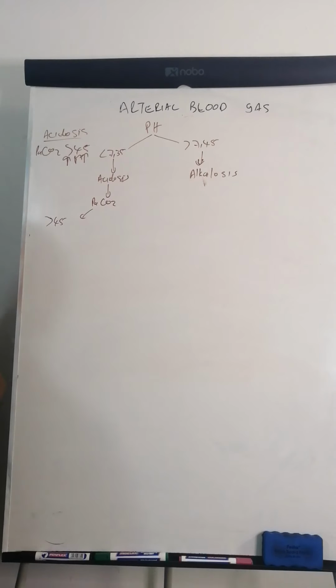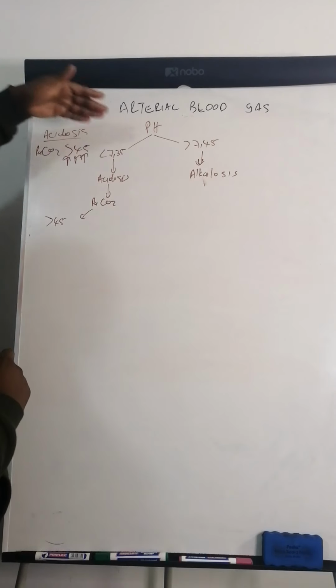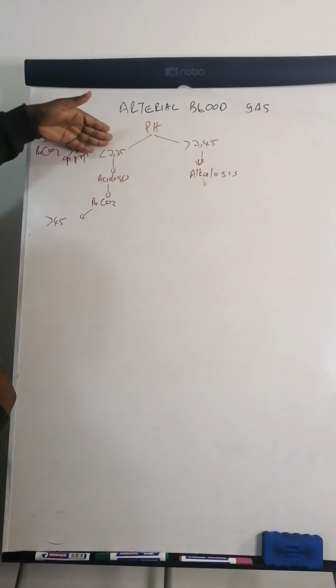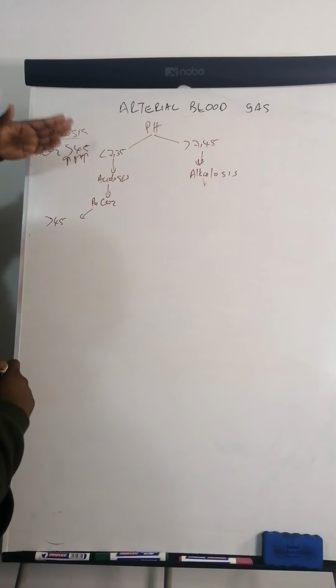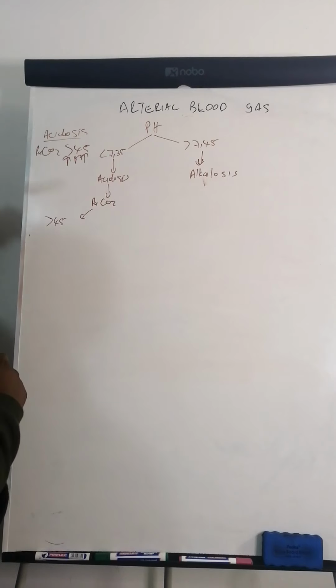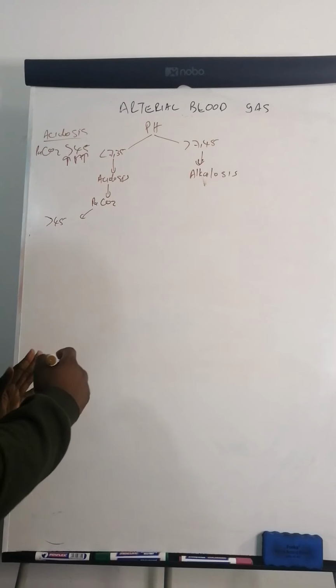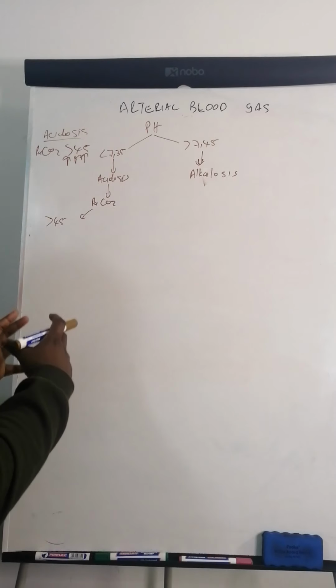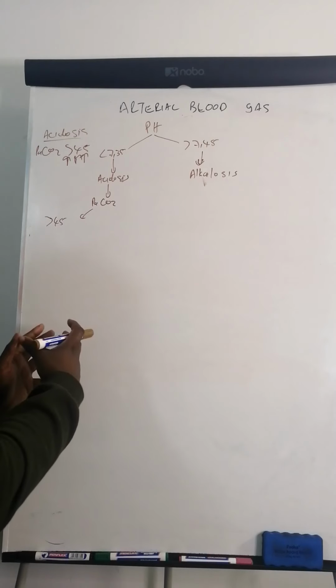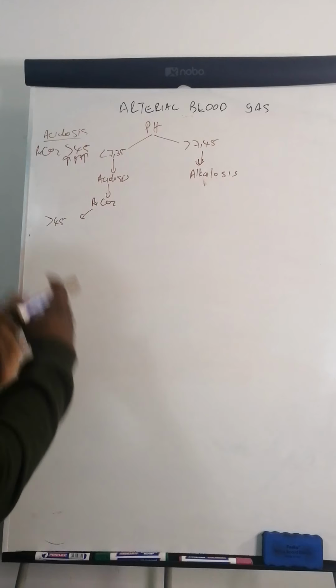But what I'm saying, right at this point, is that when you have acidosis, like we have here, we know that we have acidosis because our number is less than 7.35. But we don't know whether it's respiratory or metabolic. So to determine that, we look at our partial pressure. If our partial pressure is more than 45, then we know that our acidosis is because of CO2 retention, which is a respiratory problem.